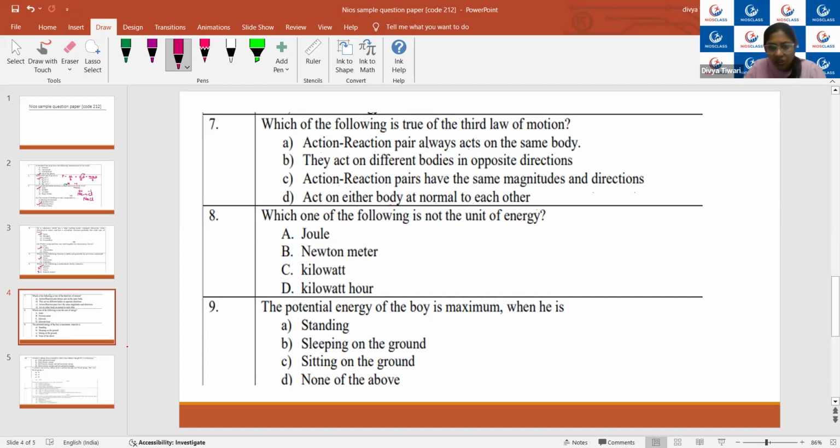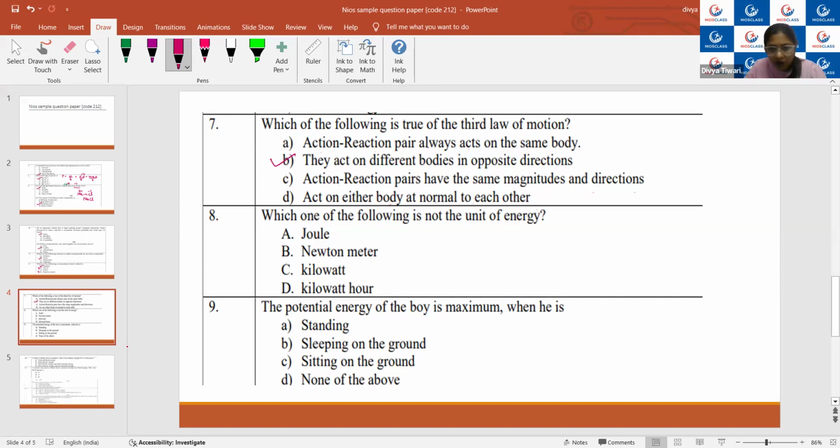We know that an action reaction pair does not act on the same body. The basic example for this is the gunshot of a bullet, where there are two different bodies. Now, do action reaction pairs have the same magnitude and the same direction? No. They don't have the same direction, and they don't act on the bodies normal to each other. So this is also not correct. So B is the answer: they act on different bodies in the opposite direction.